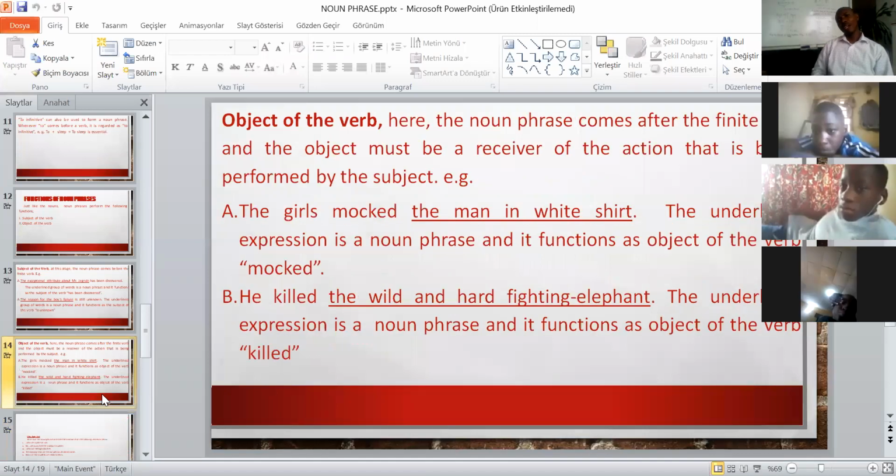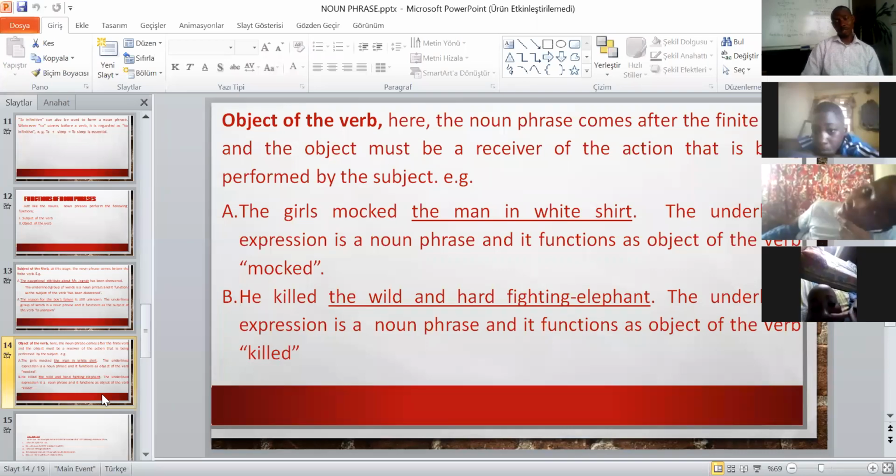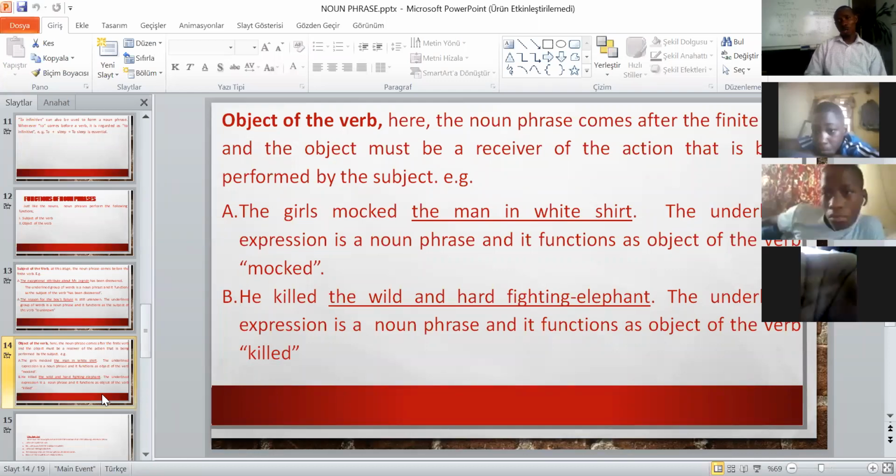Here, the noun phrase comes after the finite verb, and the object must be a receiver of the action that is performed by the subject. The girls mocked the man in white shirt. You can see, mocked is a verb. So the man in white shirt is a noun phrase, and it functions as object of the verb mocked.